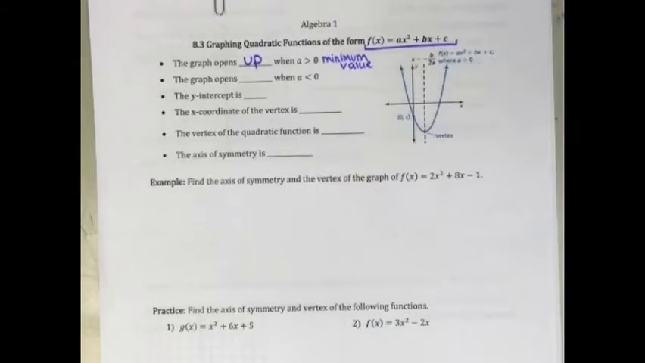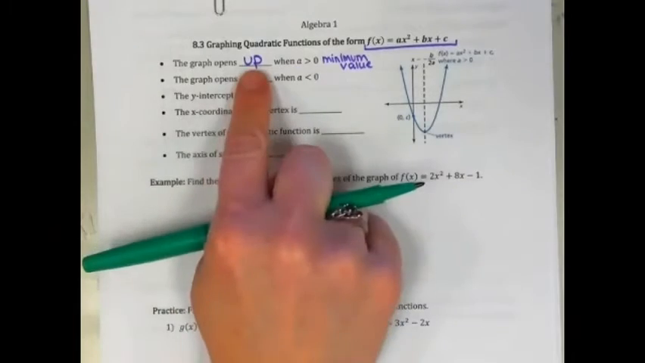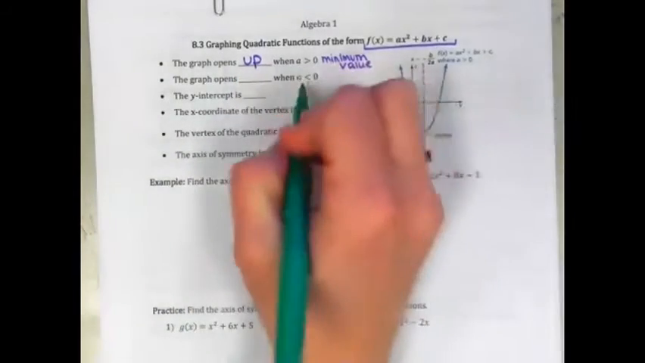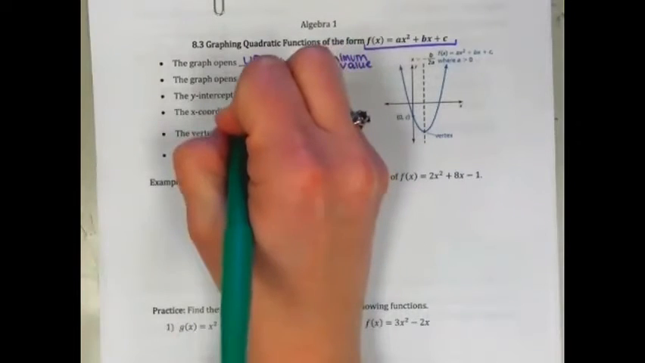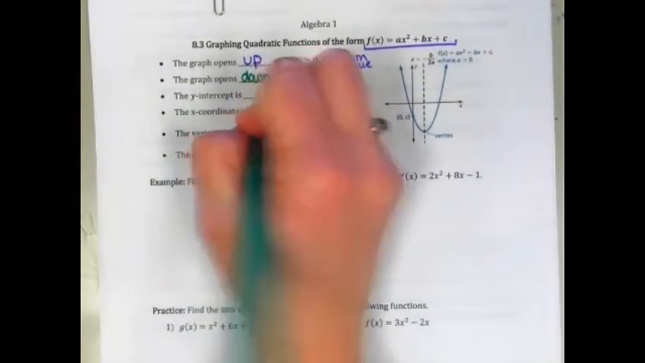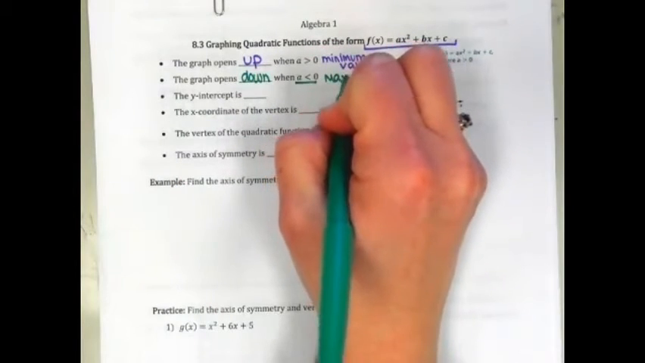All right, so again, if A is greater than 0, my graph is going to open up and we have a minimum value. If A is less than 0, my graph is going to open what? Down, and we're going to have a maximum value.